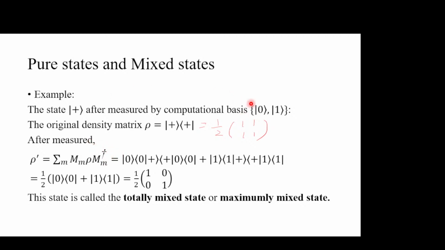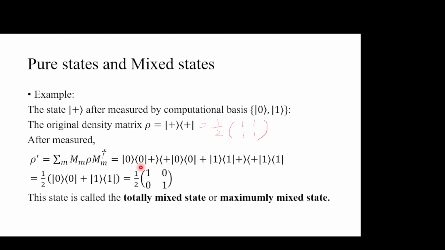And so the measurement operator for the computational basis is projected onto 0 and projected onto 1. Okay. So |0⟩⟨0|, then the density matrix |+⟩⟨+|, and |0⟩⟨0|, and |1⟩⟨1|, |+⟩⟨+|, |1⟩⟨1|. And here we have a simple calculation.